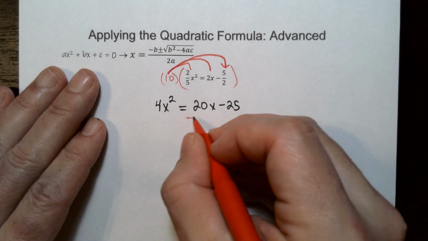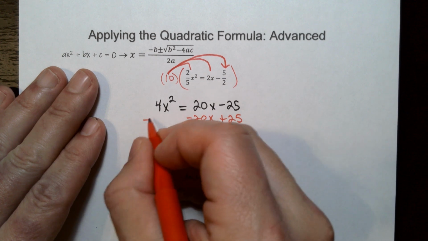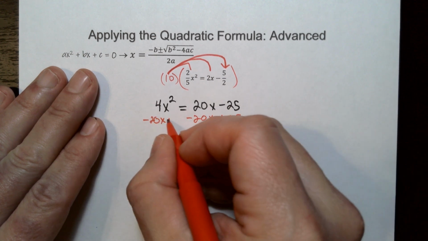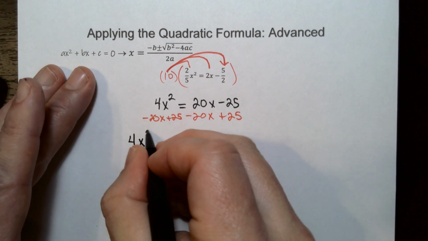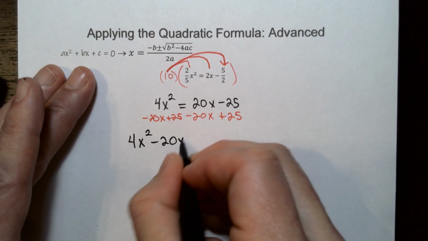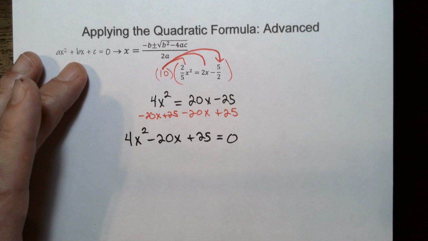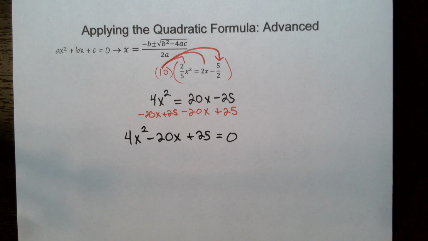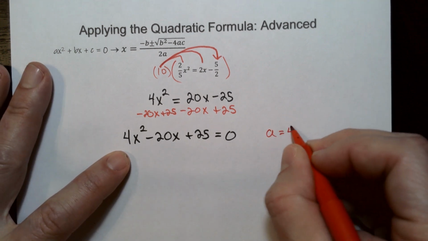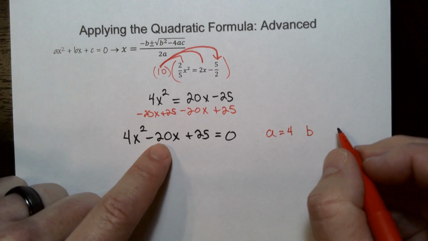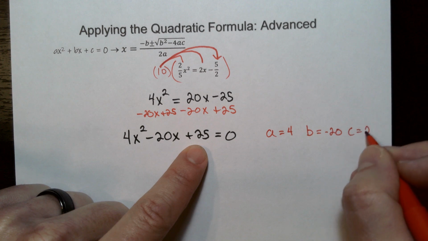Now I'm going to just move this stuff over to the other side by adding the opposites. So minus 20x and plus 25. Okay, so that will give me 4x squared minus 20x plus 25 equals 0. Okay, so now I need to figure out what my a, b, and c are. The a is the number in front of x squared. That's 4. The b is the number in front of x, which is negative 20. And the c is the number by itself, which is 25.